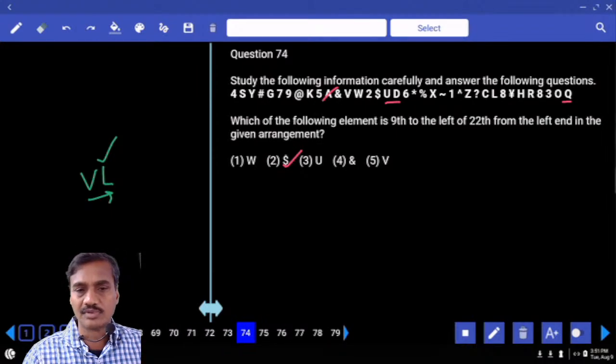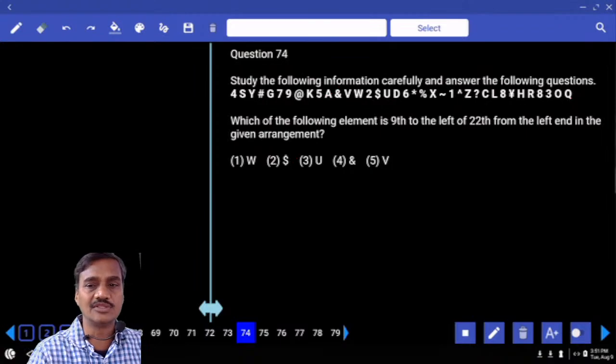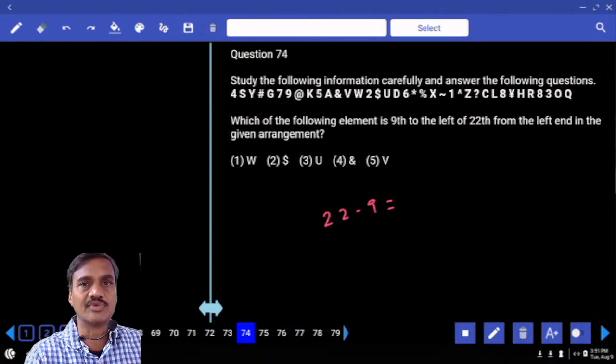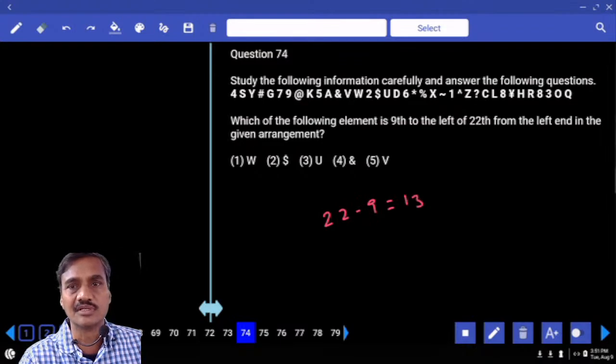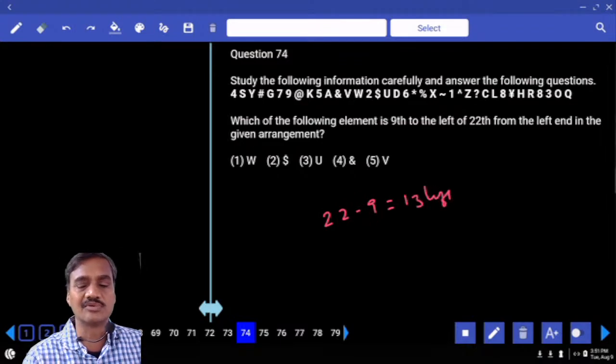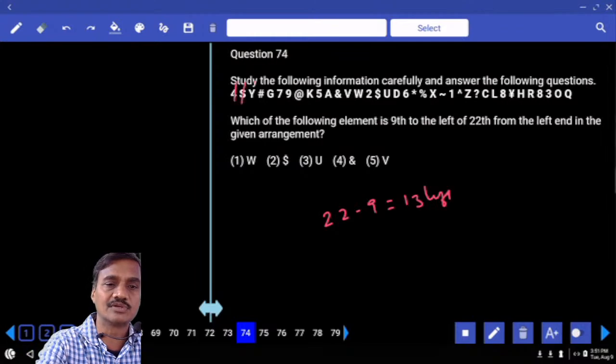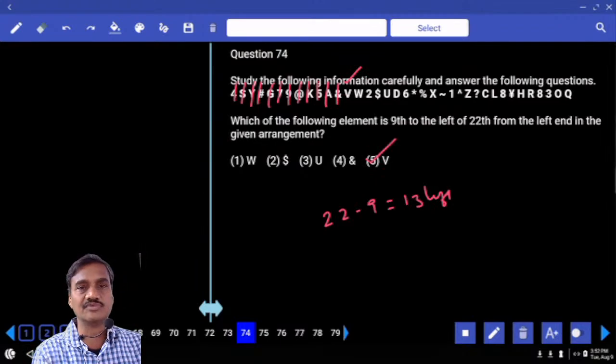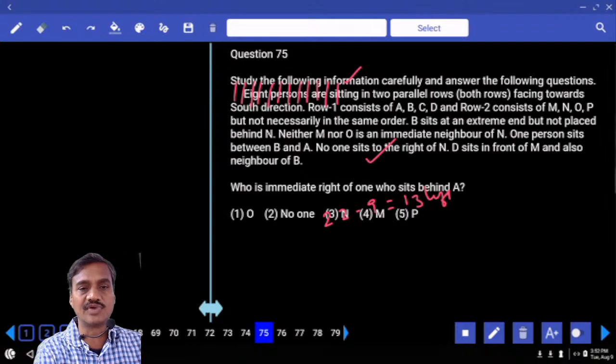Then 74. Which of the following elements is 9th to the left of the 22nd from the left? 22 minus 9, what is the element we have? 13. Now we need to find the 13th element from the left: 1, 2, 3, 4, 5, 6, 7, 8, 9, 10, 11, 12, 13. V is the answer, choice 5, question number 74.